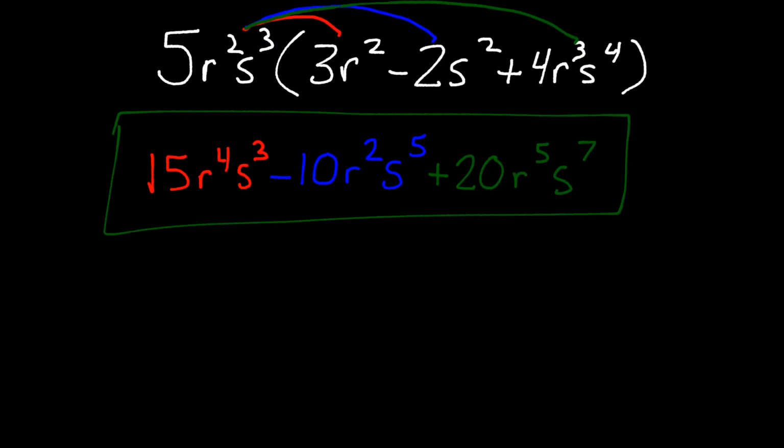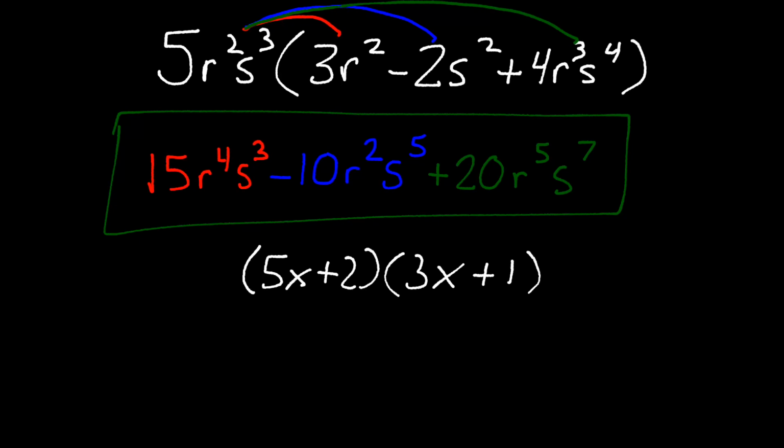15r to the 4th s cubed minus 10r squared s to the 5th plus 20r to the 5th s to the 7th. In our second video, or in part 2 I should say, we're going to see how we handle it when we have something like this: 5x plus 2 times 3x plus 1. We're going to have polynomials multiplying each other.